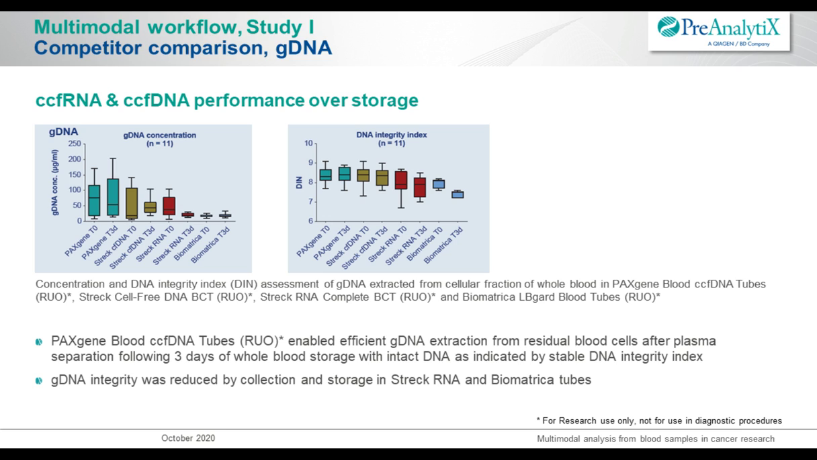But we see that we have very little yield for the Biomarker tube, and we have no real explanation why we see this. Furthermore, we looked at the integrity of the DNA, and you see also here on the right graph that from day 0 to day 3, we have nearly no change for the PAXgene tube, as well as for the Streck DNA tube. We see a little decrease in integrity for the RNA Streck tube, but for the Biomarker tube there's the strongest decrease in integrity.